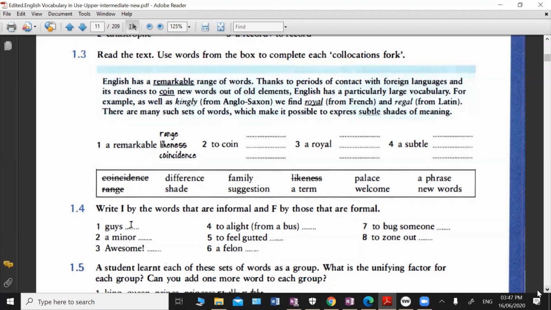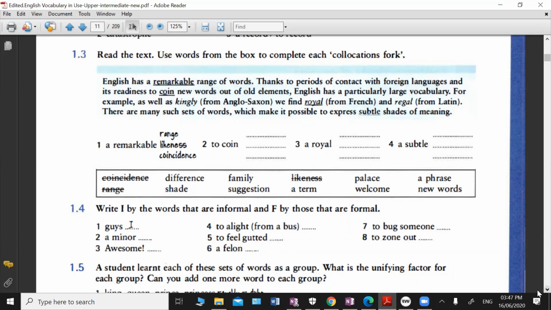Now, collocation, as we all studied before, is when you are using another phrase with a word. It can be a noun or pronoun, adjective, verb. It means you are not using the word alone. So, for example, number 1, what words can you use with the word remarkable?